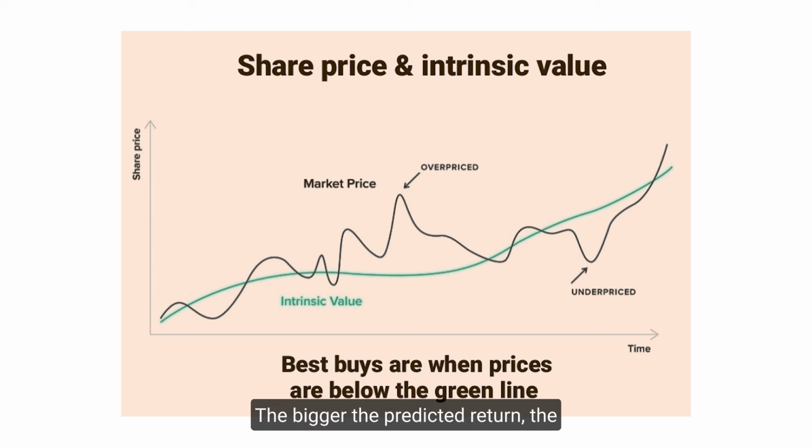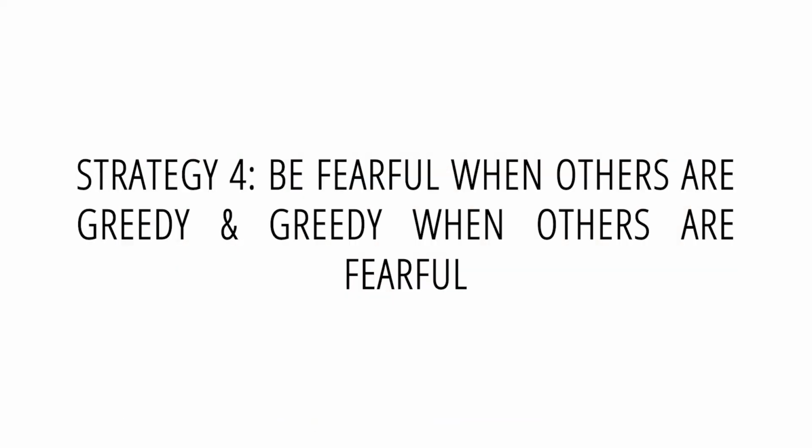The bigger the predicted return, the less you pay for a stock. For example, if a stock earns $1 per year and you buy it for $10, you make a 10% profit. However, if you pay less than $10, say $2, you will receive a 50% return on your shares. It's really basic math. Strategy number 4.